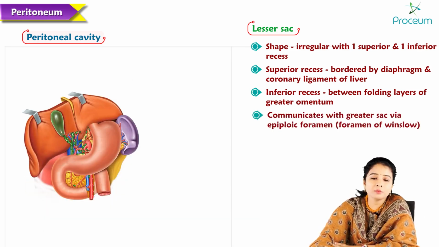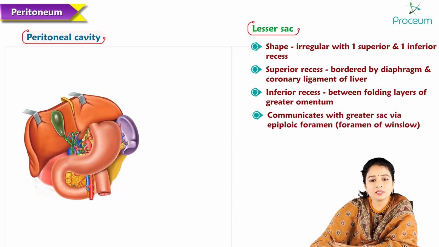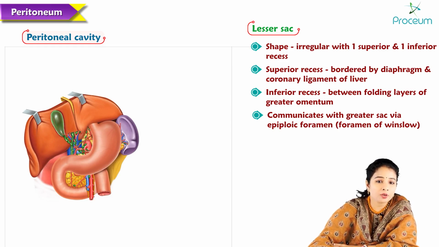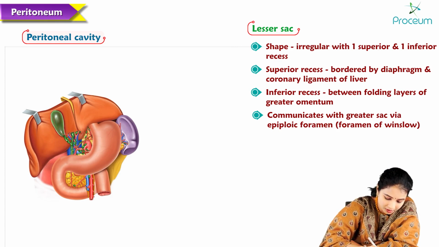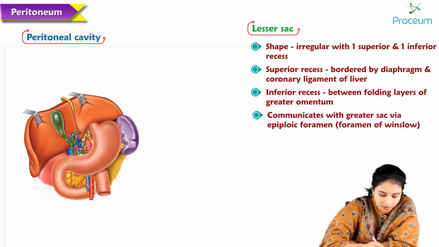The communication between the lesser sac and greater sac is by a foramen called the epiploic foramen or foramen of Winslow. So the foramen of Winslow would be here, in front of the inferior vena cava, where it communicates with the lesser sac or omental bursa, which lies posterior to the stomach.